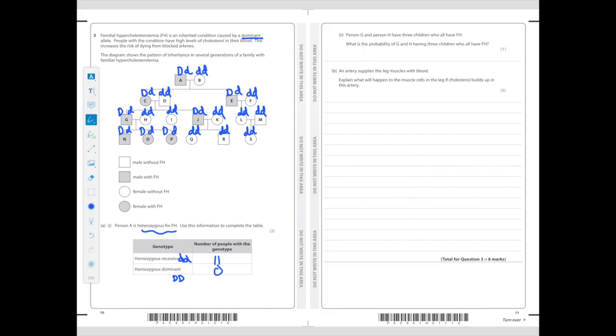Person G and H have 3 children, all of whom have FH. What is the probability of G and H having 3 children who all have FH? This is a crazy amount of work for 1 mark, because the only way I can see of doing this is to draw a Punnett square.